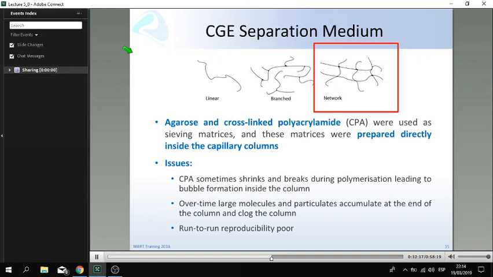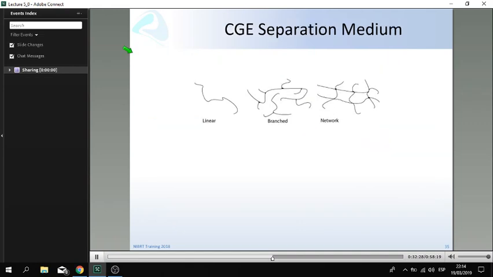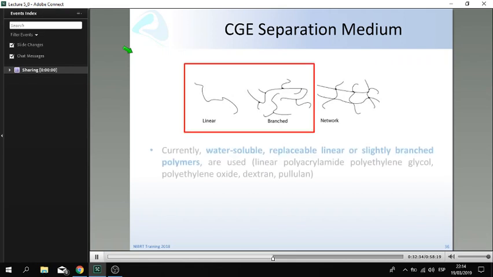So once you made it, you couldn't use it for a lot of injections because it would just get blocked with all the particulates. And so run-to-run reproducibility was extremely low. So now the medium that is used to make gels inside the capillary are more linear and branched polymers that don't form as strong a network as these network polymers that were used before.